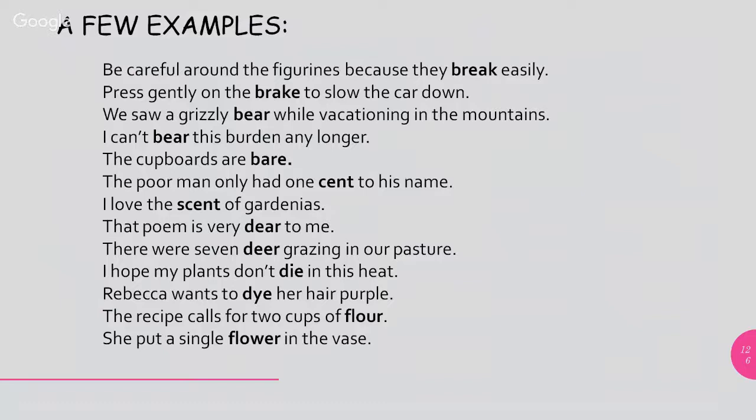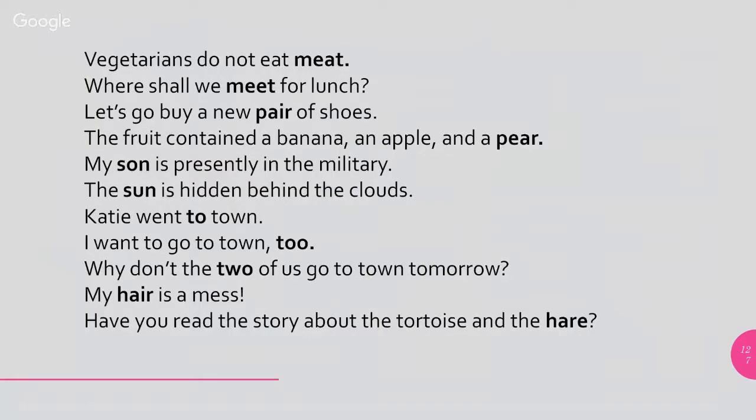I loved the scent of gardenias. That poem is very dear to me. There were 7 deer grazing in our pasture. I hope my plants don't die in this heat. Rebecca wants to dye her hair purple. The recipe calls for 2 cups of flour. She put a single flower in the vase. Vegetarians do not eat meat. Where shall we meet for lunch? Let's go buy a new pair of shoes. The fruit contained a banana, an apple, and a pear. Pear is again another kind of fruit.